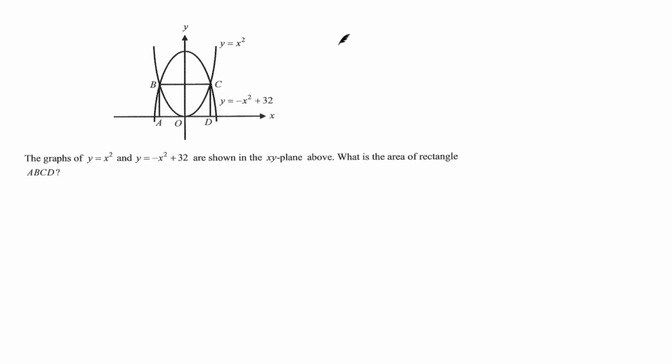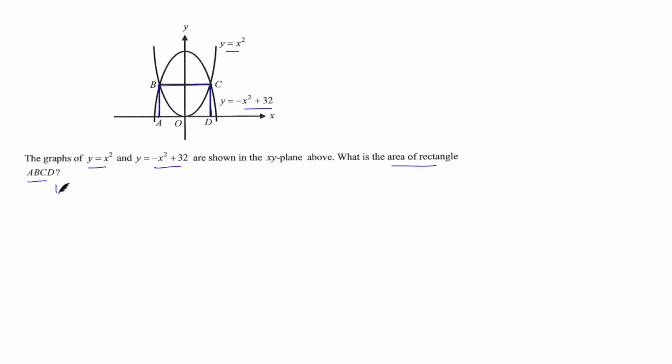Let's have a look at this question. The graphs of y equals x squared and y equals minus x squared plus 32 are shown in the xy plane above. What is the area of rectangle ABCD? So this U-shaped graph is y equals x squared, and this N-shaped graph is y equals minus x squared plus 32. And this is the rectangle we are talking about, ABCD.